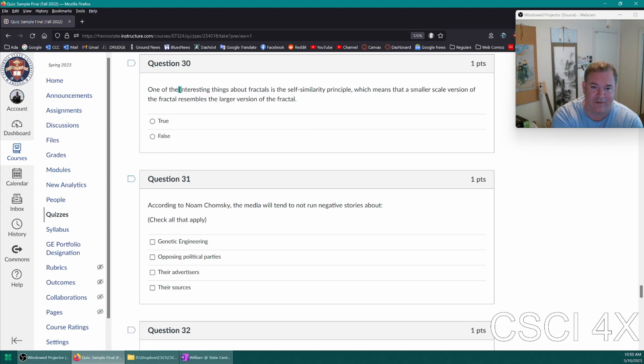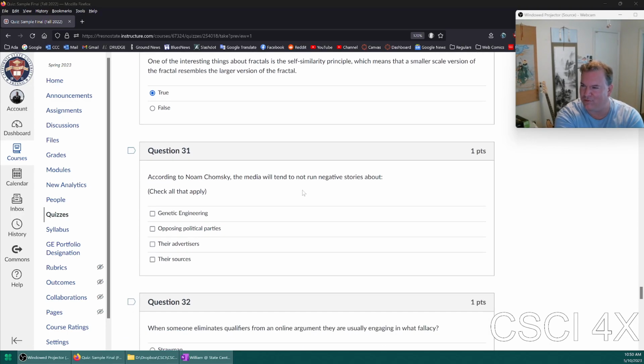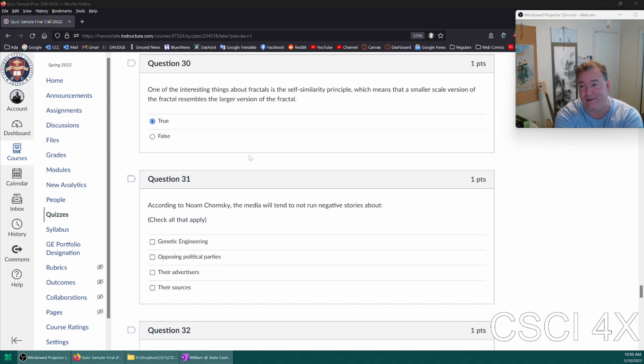Okay, so one of the interesting things about fractals is the self-similarity principle. So the self-similarity principle means that a small version of it looks like the big version of it. So like a pebble looks like a rock, looks like a mountain, kind of. True. Very good. Fractals are almost defined by being self-similar. There's a couple other things, like they have a non-integer dimension, which is really weird. Fractals are neat. I don't know how practical they are, but they're neat.